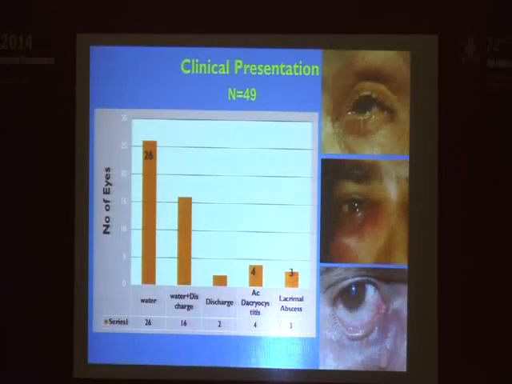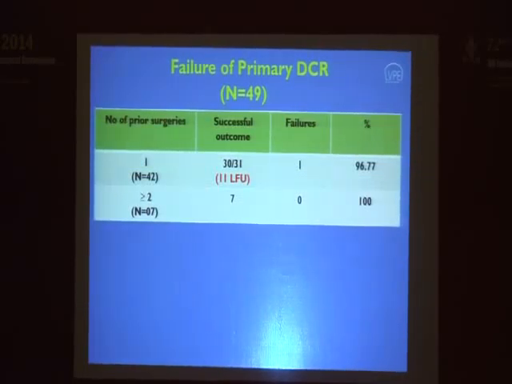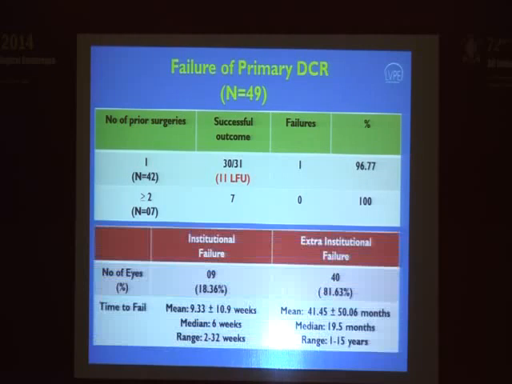Epiphora was the most common presentation. However, 4 cases presented with acute dacryocystitis, and 3 of them had lacrimal abscess. Considering the most important aspect, around 42 eyes had only one prior surgery before the revision surgery, and when revised, the success rate was close to 97%. In 7 cases, more than two surgeries had been performed, and the success rate was close to 100%, depicting that there was no difference in outcome.